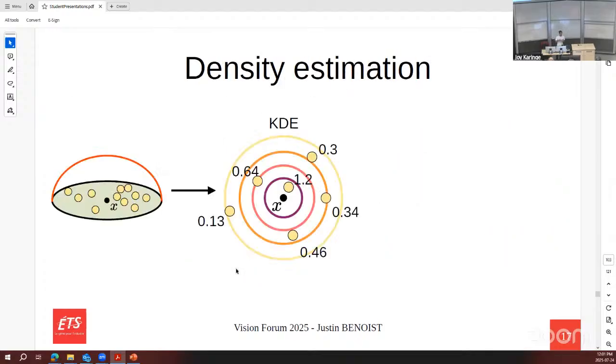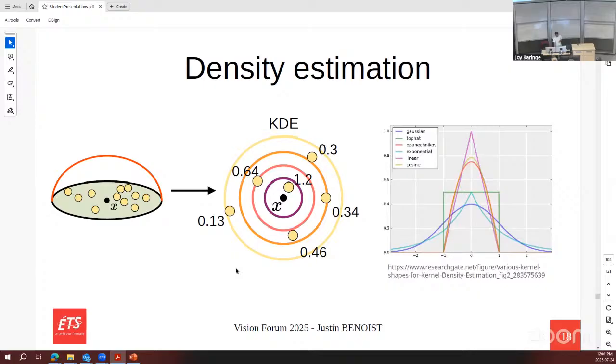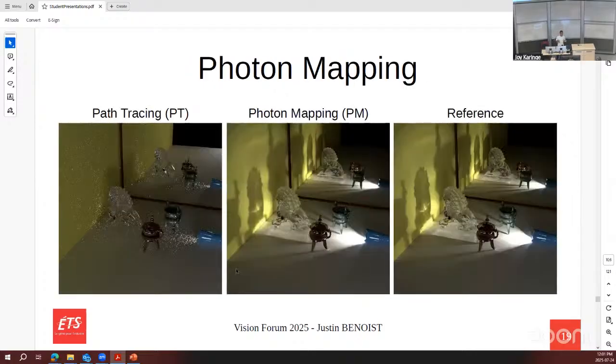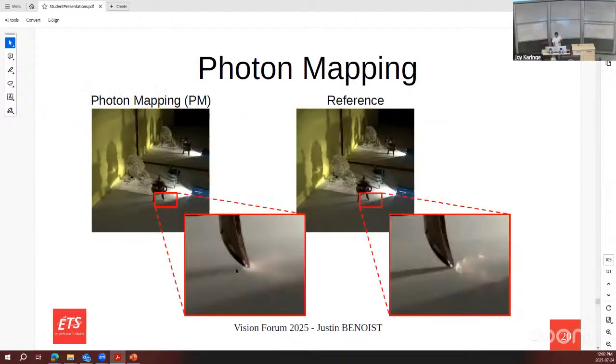To get the density of the photons, we use what we call kernel density estimation, KDE. For KDE, we can use a simple kernel function, for example Gaussian or cone kernel. If we do that for millions of photons, we can get beautiful caustics compared to the path tracing approach. The only issue is that when we zoom in a little, we can see some blur. It's because it's biased, as we need an infinite number of photons to get good accuracy for the caustics.